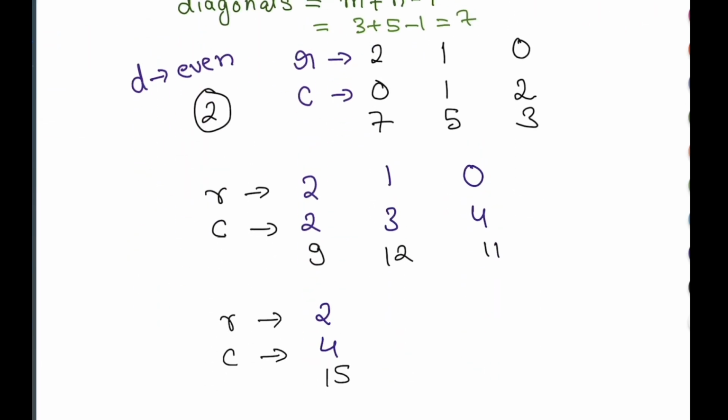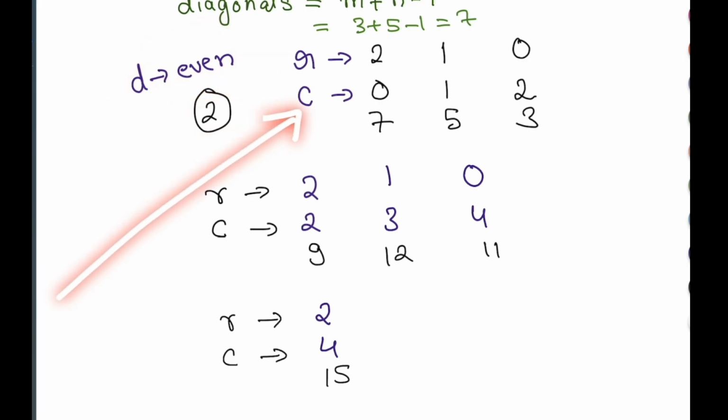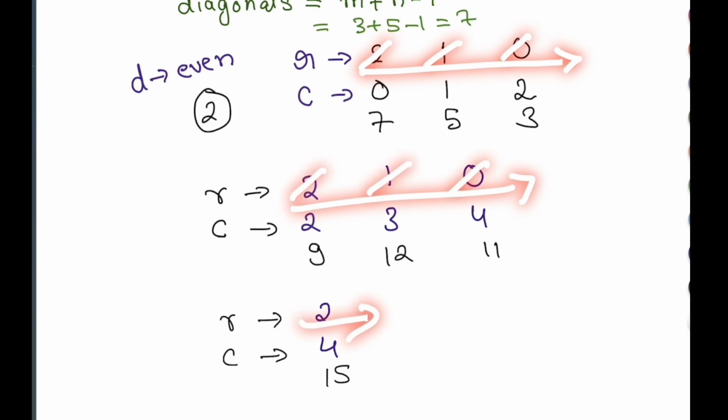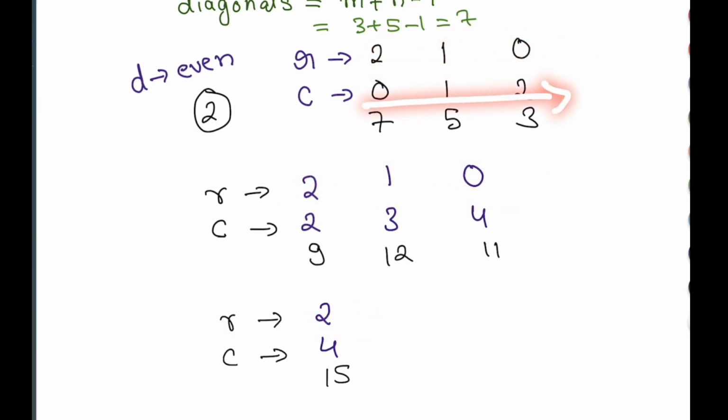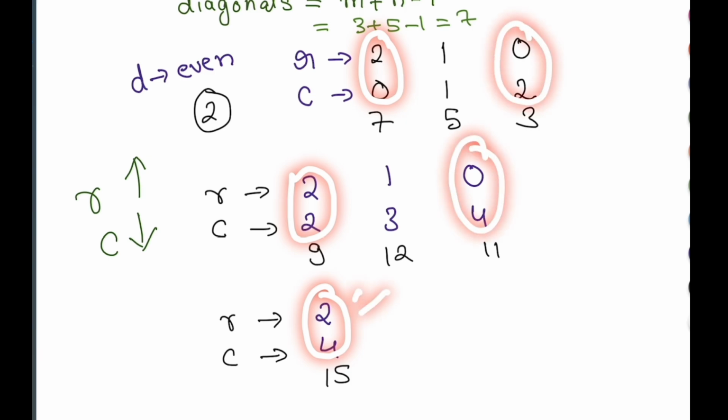Now let us try to identify a simple pattern here. When D is even, when we have an even index diagonal and are going in the upward direction, the row indexes are decreasing: 2, 1, 0, then 2, 1, 0, then we have just one element, so 2. The column indexes are increasing: 0, 1, 2, or 2, 3, 4, or 4. So the first observation is rows decrease, columns increase. Now we have to identify what our starting point for row and column should be, and up to which point we should go, what our ending point should be.